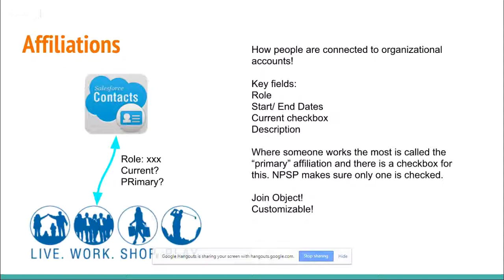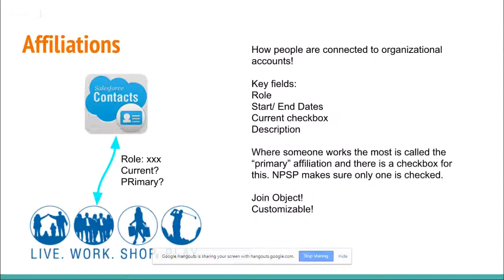There is a checkbox that's maintained by the Success Pack. Only one of these can be checked per relationship for a person. That's the main relationship you're tracking. Sometimes we say the best practice is to make it the place where they work, but generally it's the main reason you know them. This is a join object. It's customizable. You can use automation around it. So we've got people, and we've got organizations, and we know how to connect them.